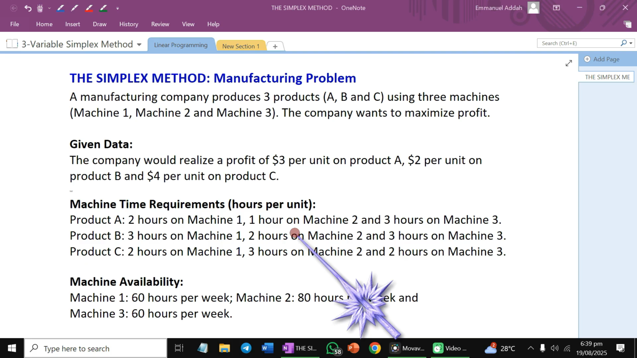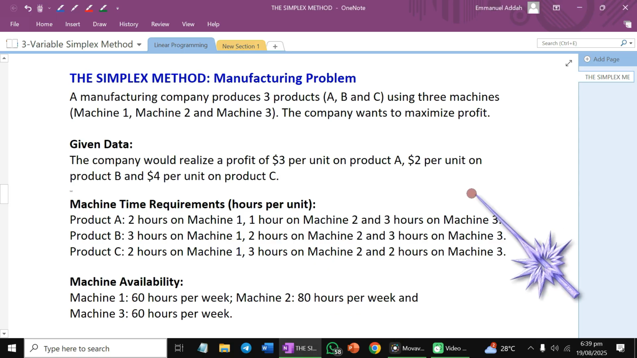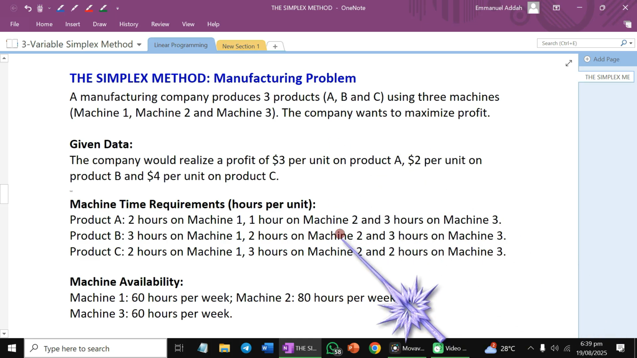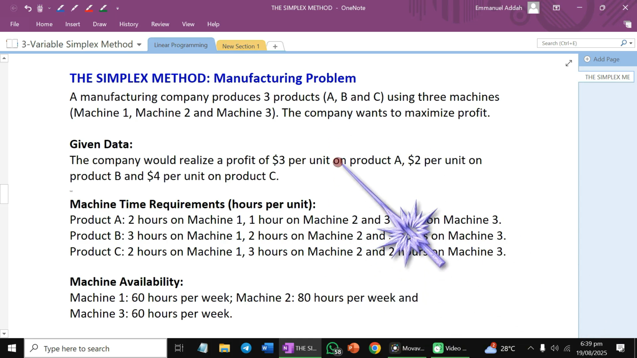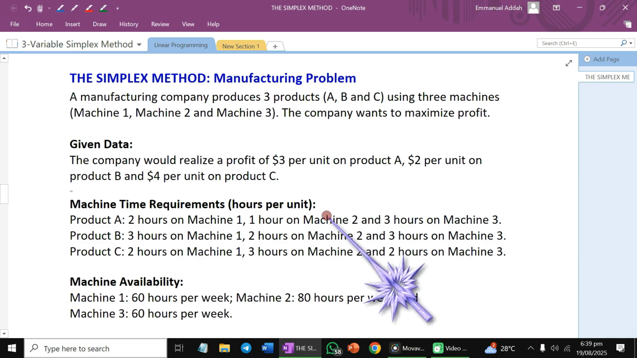The company wants to maximize profit. There's a given data and so on. What I would do, you can pause the video and study the question here to save time. Let me just go straight to the next step.